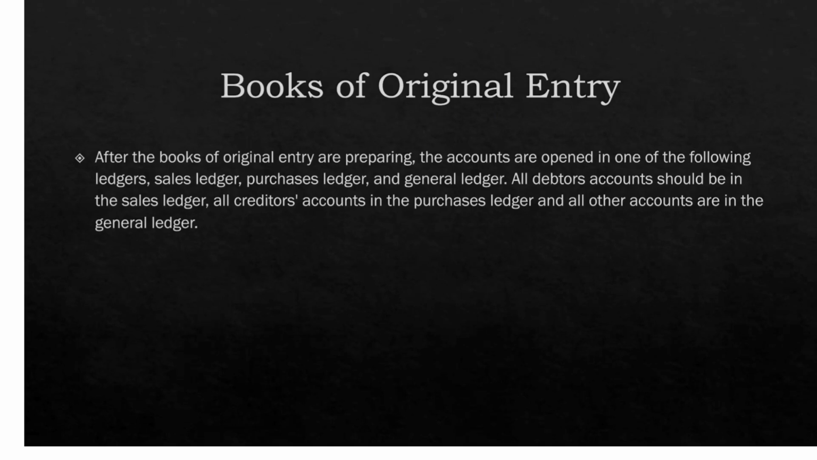All debtors accounts will go to our sales ledger. All creditors accounts will go to our purchases ledger. And every other account will go to our general ledger. So let me repeat. All debtors accounts, or all accounts receivable, will go to our sales ledger. All creditors accounts, or all payables accounts, will go to our purchases ledger. And all other accounts will go to our general ledger. All right.